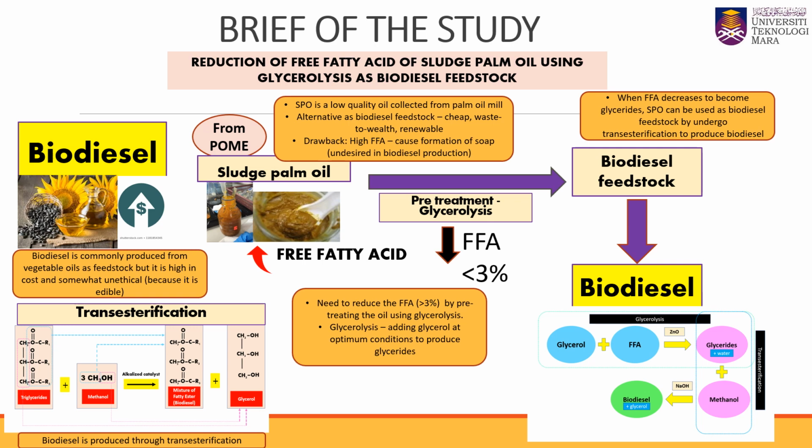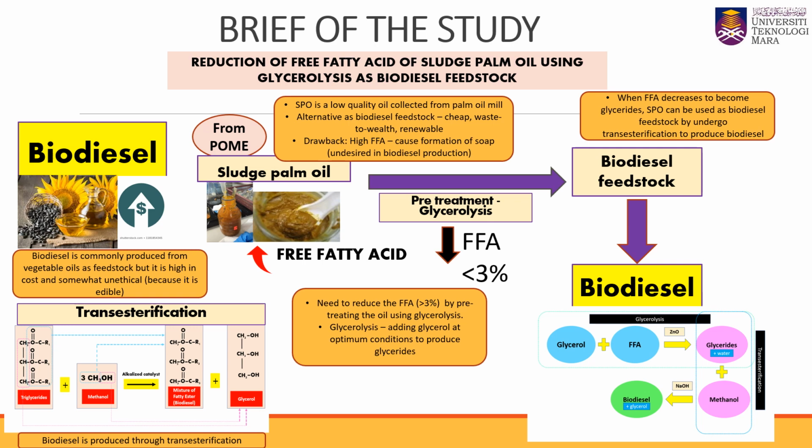But the drawback is that this SPO has high free fatty acid, which is undesired in biodiesel formation and will cause formation of soap. Therefore, in order to produce biodiesel from this type of SPO, we have to reduce the FFA to a minimum of 3% or lower.